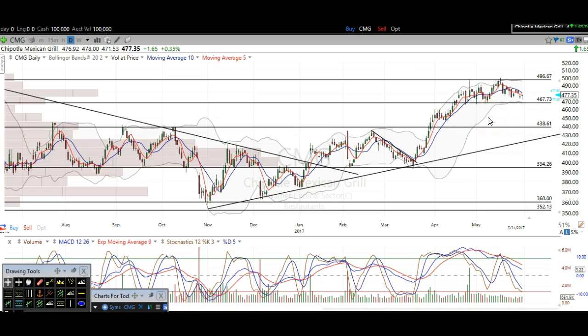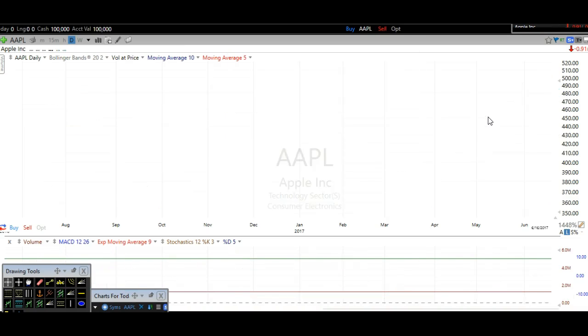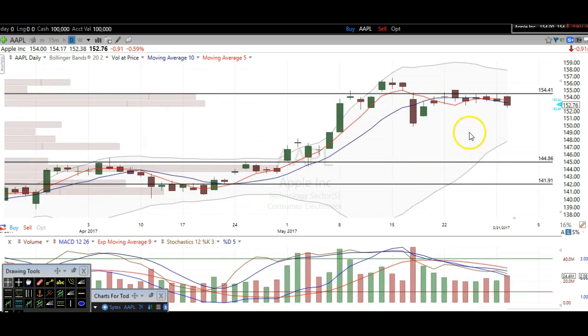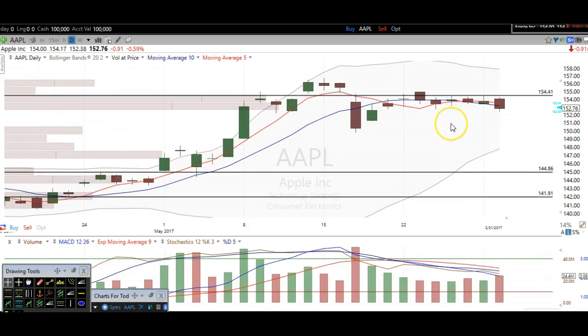So the next one we're going to take a look at is Apple. I'm going to zoom in here a little bit. The near term level that you want to be looking at is right around 154.50. You can clearly see it is a big time level because we've run into it for the last several weeks in a row, about 2.5 weeks. Almost every single day it's getting rejected and testing that level. So it's a big time level.